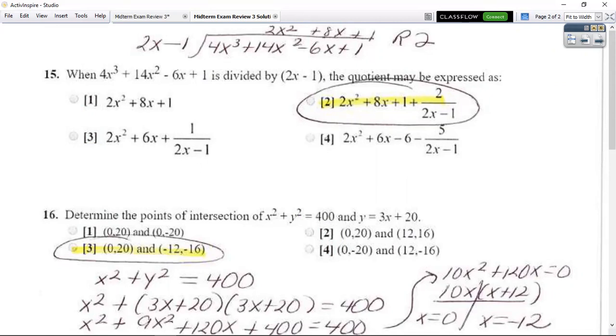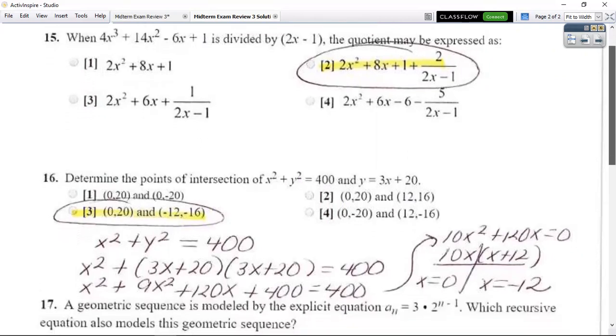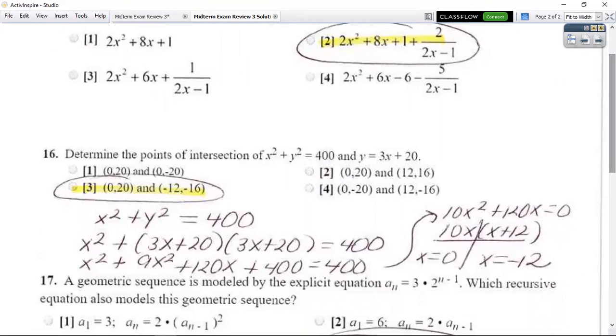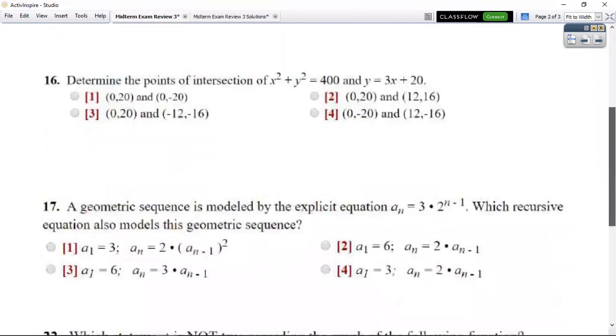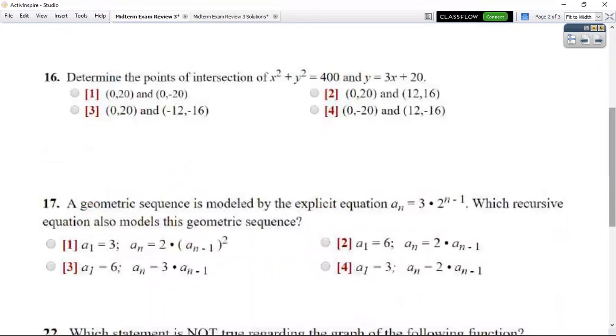Number 16, I want to do this one with you because you're going to have to do one of these on your long answer. Determine the points of intersection. So let me find a clean sheet here. We did one yesterday, but I want to do one again. This right here represents a circle. And on the other side, this is a linear function. So this is just a line. And your procedure for 16 is going to be substitution. Always substitution when you have that circle.